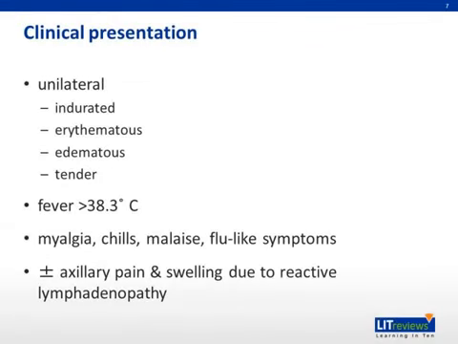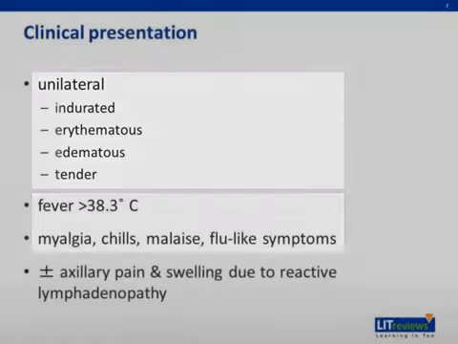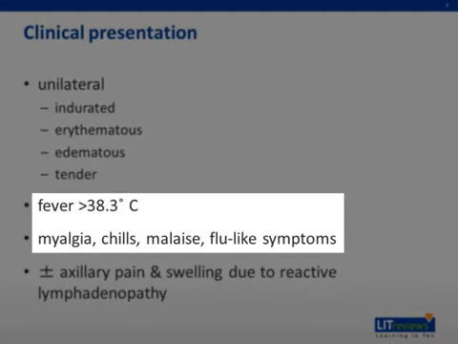In the early stages, presentation may be subtle with few clinical signs. The signs are unilateral and those of classic infection, including redness, swelling, induration, and tenderness. Patients may also have fever, myalgias, chills, or flu-like symptoms.